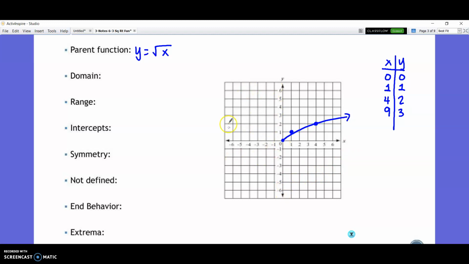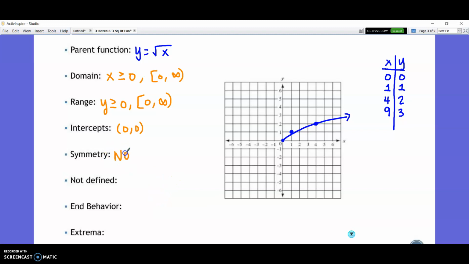And I don't have anything on the negative x side, and I also don't have anything on the negative y side. So my domain here, all my possible x values, starts at 0 and then goes on until infinity. So x is greater than or equal to 0, or you could write it as 0 with a bracket to infinity with a parenthesis. For the range, same thing, but with y. Y is greater than or equal to 0, or bracket 0 to positive infinity. For the intercepts, it crosses at 0, 0, both my x and y intercepts.